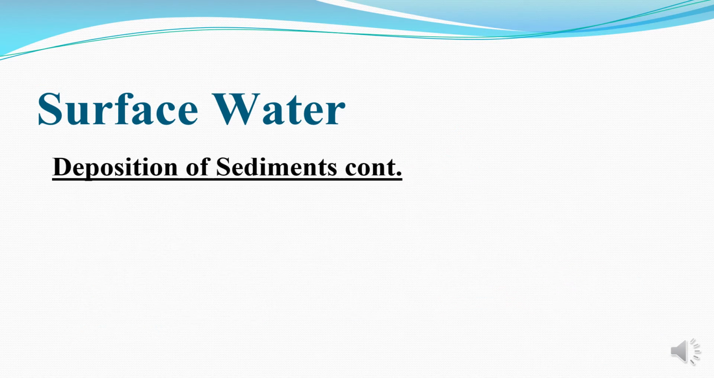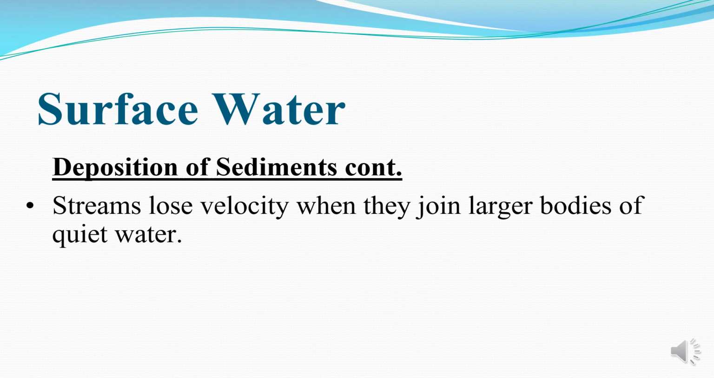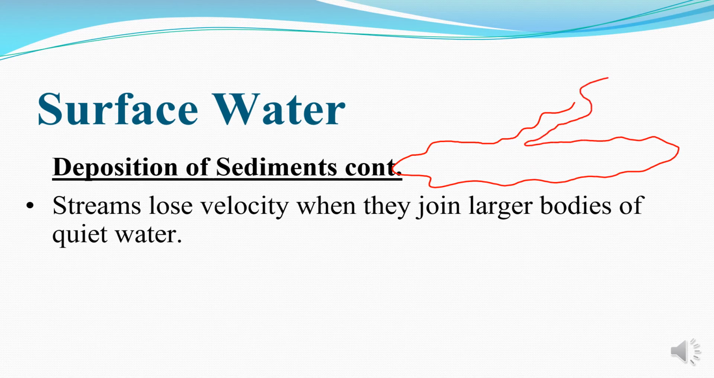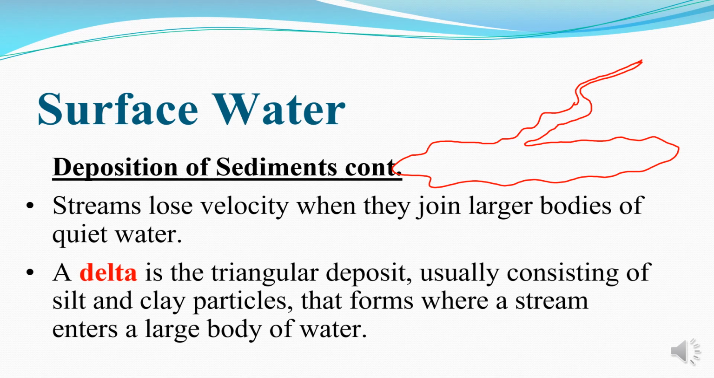Deposition of sediments. Streams lose velocity when they join larger bodies of quiet water. When you are just a stream and you go into a big body of water, you slow down because the water is pretty much settled. Delta means change and is shaped like a triangle. A delta is a triangle-shaped deposit, usually consisting of silt and clay particles, that forms where a stream enters a large body of water.